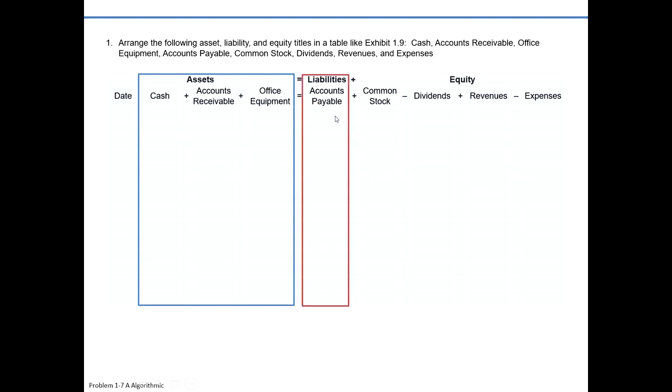Liabilities are debts or amounts owed to others. So an example of a liability for Graham Company is accounts payable. It sounds very much like accounts receivable, but accounts receivable is an amount owed to Graham Company from its customers, whereas accounts payable is an amount owed from Graham Company to its vendors or suppliers. So it's an IOU to someone else.